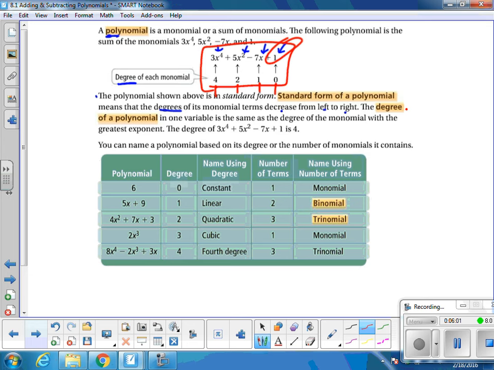But when I'm asking for the degree of the entire polynomial, looking at something like this and asking, what is the degree of this entire polynomial? You want to consider the greatest exponent. In this particular one, the greatest exponent is here, so the degree of the polynomial is 4. We've got degrees going all over the place. The degree of each monomial tells you what order to put it in. The degree of the entire polynomial depends on that highest one, that big number.